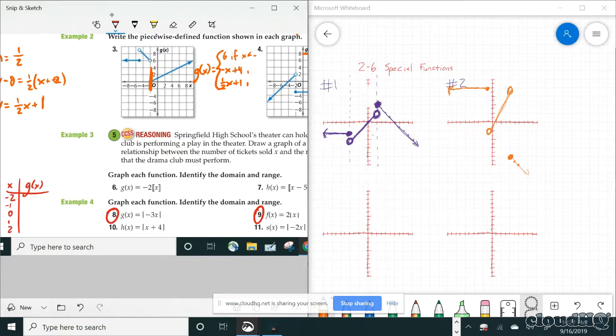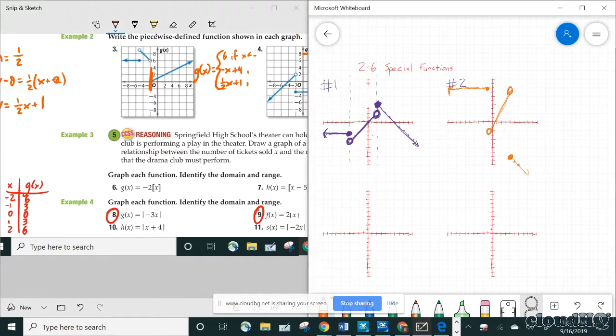So plug in -2. -3 times -2 is positive 6, and the absolute value of that is 6. And plug in -1. -3 times -1 is 3, and the absolute value of that is 3. So -3 times 0 is 0, and the absolute value of that is 0. -3 times 1 is -3, the absolute value of that is 3. -3 times 2 is -6, the absolute value of that is 6. So we get these ordered pairs.